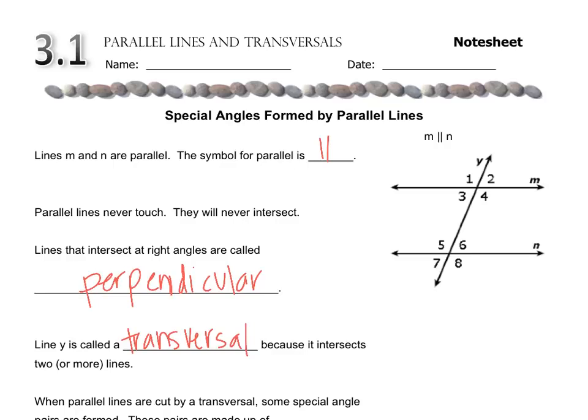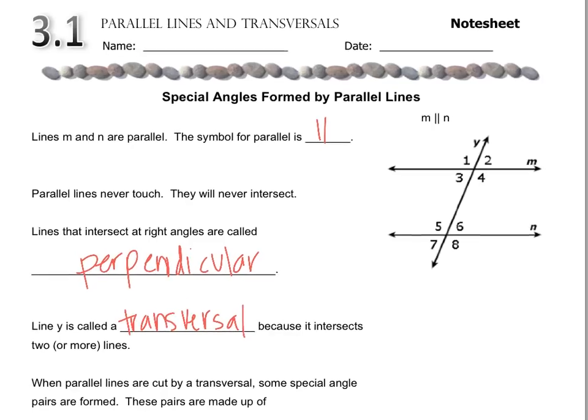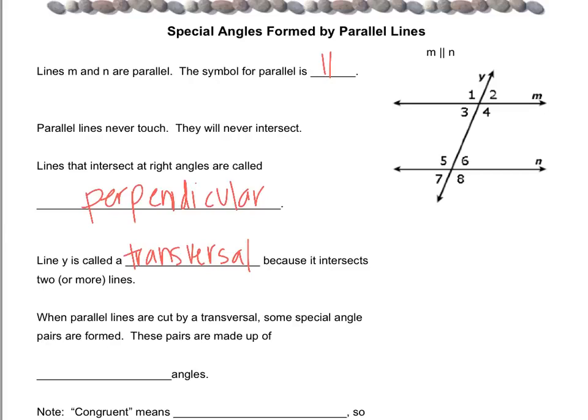You might remember from your roots and prefixes that transverse means to cross, so it's crossing the two parallel lines. We don't use the word crossing in math, we use the word intersecting. When parallel lines are cut by a transversal, we have some special angle pairs formed, and these angle pairs are made up of congruent angles.